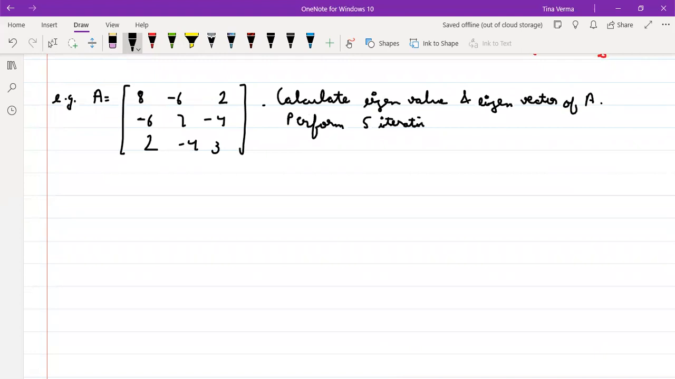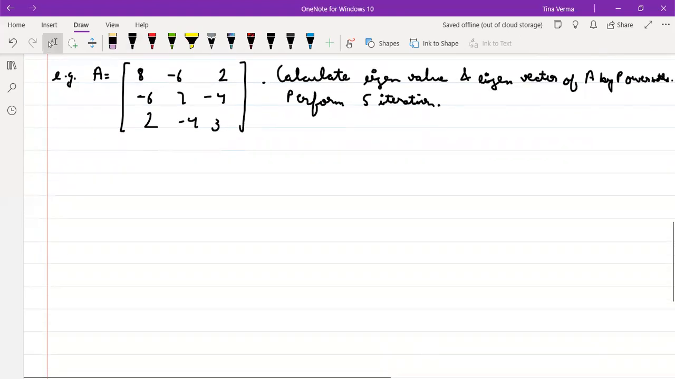You have to calculate it by the power method. The benefit of the power method is that it gives you the eigenvalue and the eigenvector simultaneously, and the other methods give you the eigenvalue only.